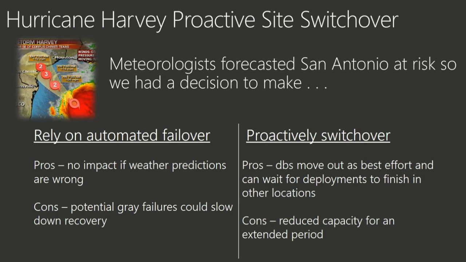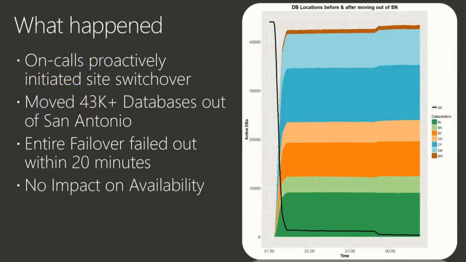But we are designed to handle that. If we're at that level for an extended time, we might have to back off on some of those deployments, for instance, which is not ideal, but we can survive. So we decided to proactively switch over. And the graph on the right shows how we performed.